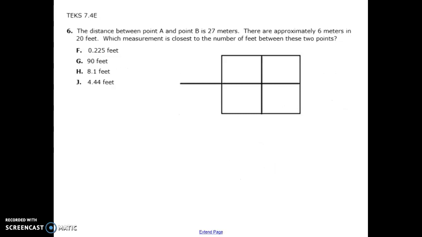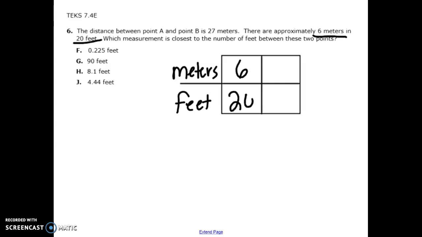Number 6, the distance between point A and point B is 27 meters. There are 6 meters and 20 feet. Which measurement is closest to the number of feet between these 2 points? So we are comparing meters and feet. So there's 6 meters, because right here it says 6 meters and 20 feet. So 6 meters goes with 20 feet. But I want to know 27 meters. So we'll need to do cross multiplication and division.